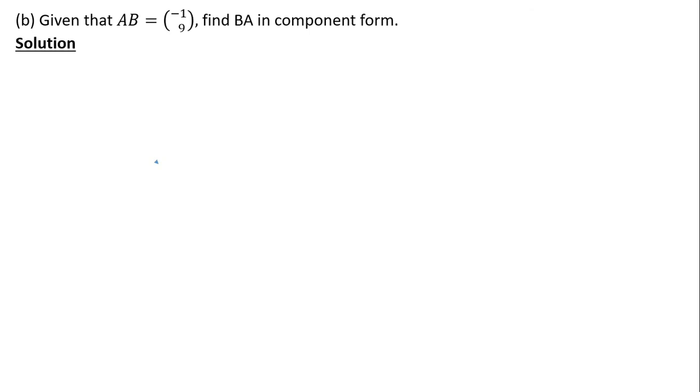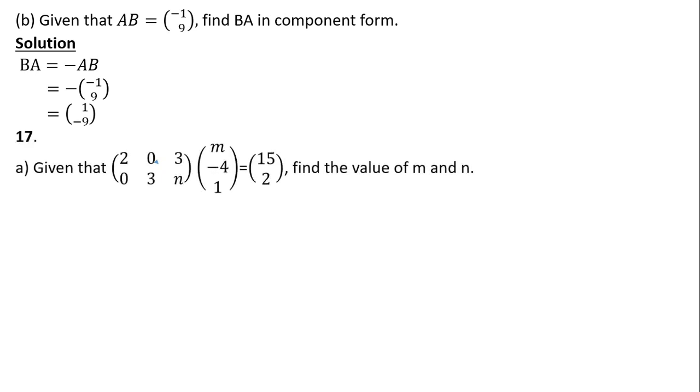We continue. Given that AB is equal to negative 1 and 9, find BA in component form. So BA is equal to negative AB. To find BA, you are supposed to have a negative AB. So the negative will become a positive, and the positive will become a negative. So we are saying BA is equal to 1, negative 9. We continue.